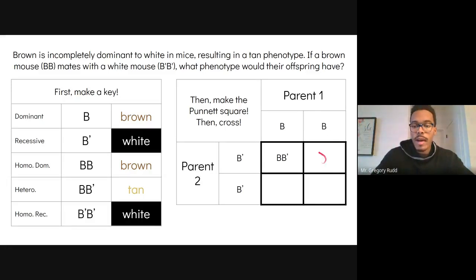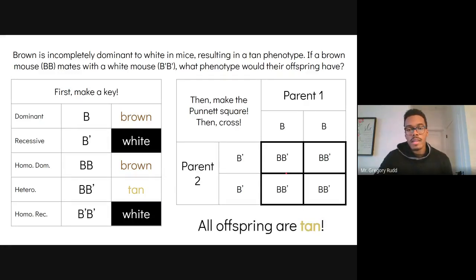Okay, what's going to go in this box over here? Good. Same thing. And if we look at it, we're going to end up with the same thing in all 4 boxes. So all of the offspring are tan in this case, because if we use our key, we see that this B B prime genotype is associated with a tan phenotype.